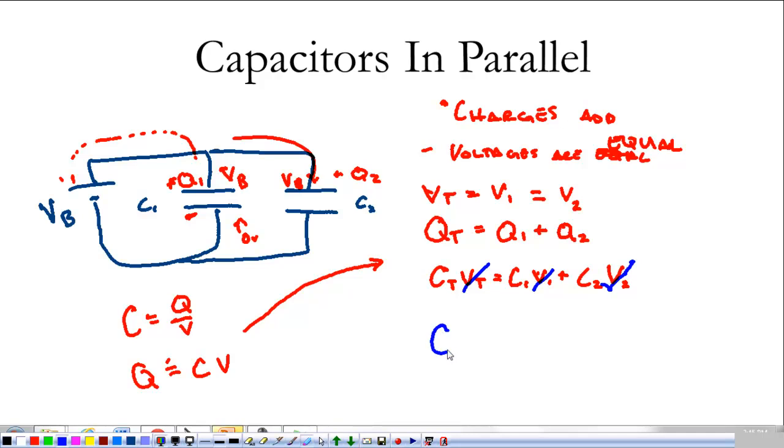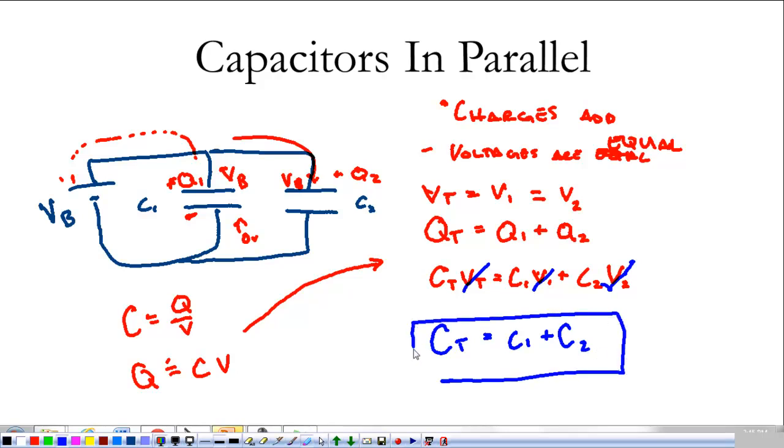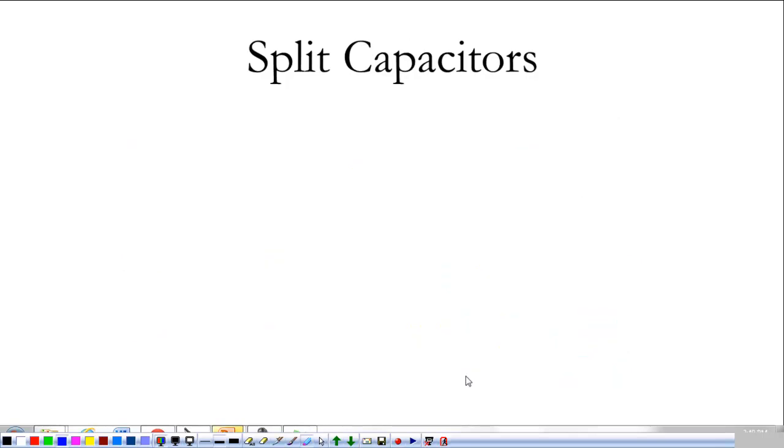And we see that the total capacitance here is just the two things added together, C1 plus C2. That's the total capacitance here. So when I add capacitors in parallel, I increase the total capacitance of the system. I increase the total amount of charge that I can store. That's the basics of that.